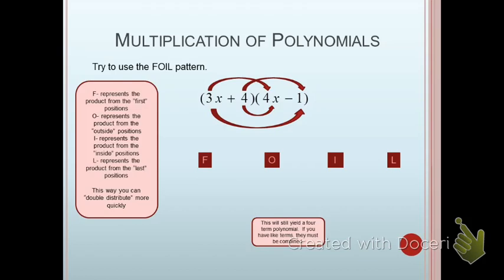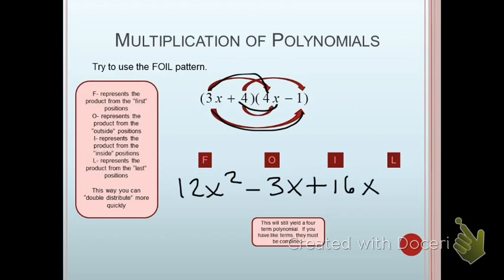Let's use the acronym FOIL to help us remember how to multiply these two binomials. 3x times 4x is 12x squared. Now we'll do our outer. 3x times negative 1 is negative 3x. Multiplying our inner terms, 4 times 4x is positive 16x. And then multiplying our last, 4 times negative 1 is negative 4.